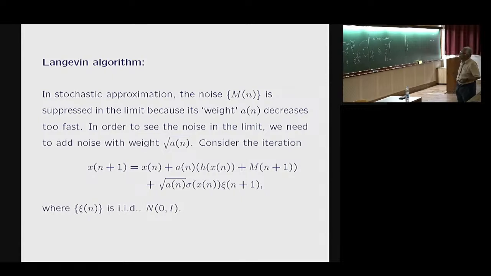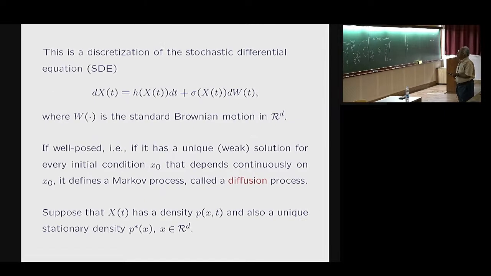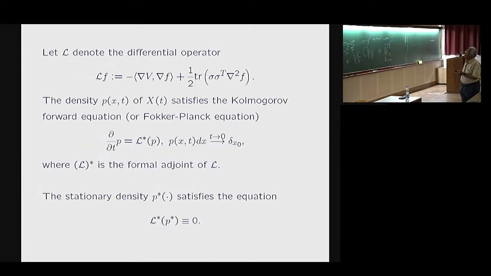So if I add the square root n noise, the sign or IID, this is not important, but suppose they're Gaussian, then you get a stochastic differential equation limit. So this is called a diffusion process, and the Markov process with continuous paths is called a diffusion. And suppose it has a density p(x, t) at time t and a stationary density p*(x), in the sense that as t tends to infinity, p(x, t) goes to some p*(x).